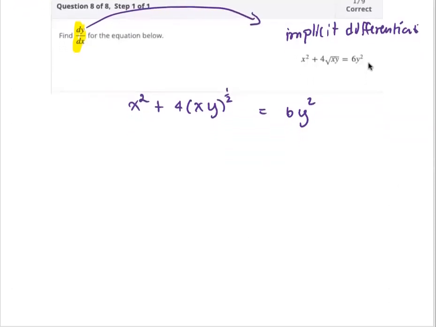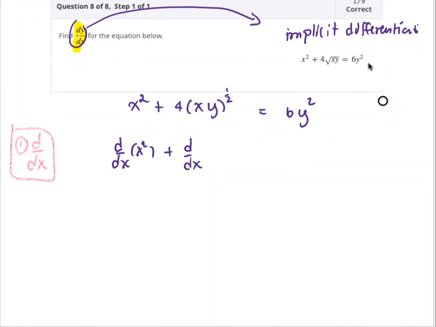Okay, to find dy by dx, step 1 of implicit differentiation, you're going to find d by dx of all terms. Okay, so this is my step 1. So for each term, d by dx of x squared plus d by dx of 4 times x times y to the power 1/2 equals d by dx of 6 times y squared.